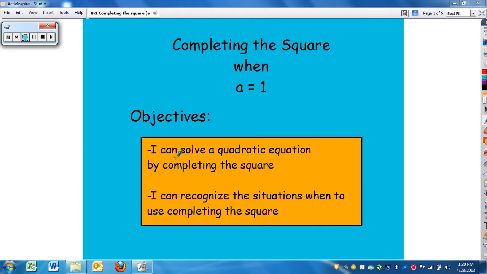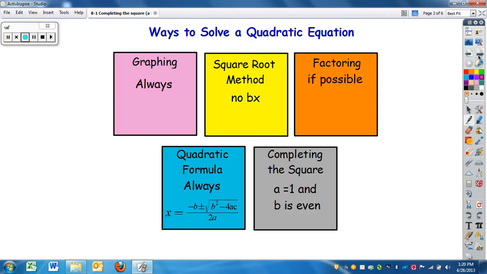So your objective is that you can solve a quadratic equation by completing the square, and that you can recognize situations where completing the square would be a good option to use. Sometimes completing the square is not always the best.